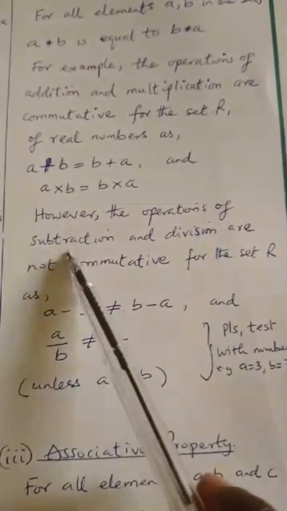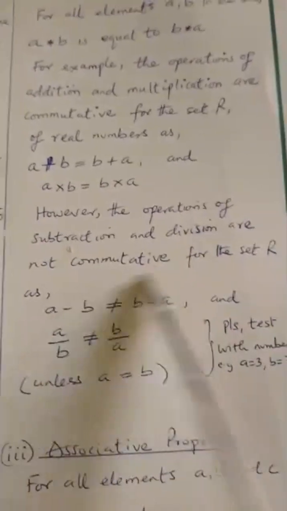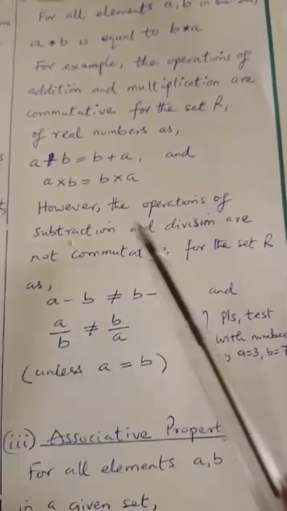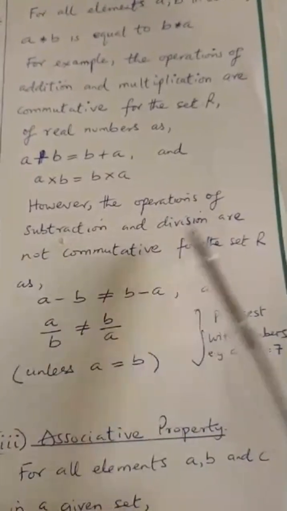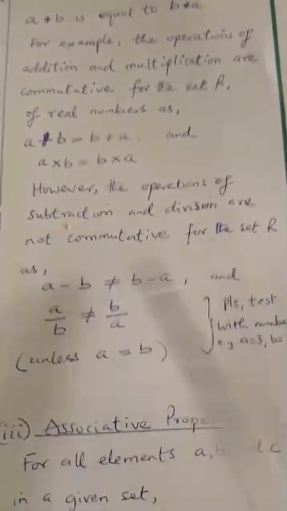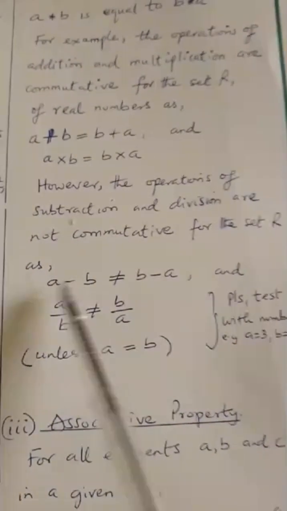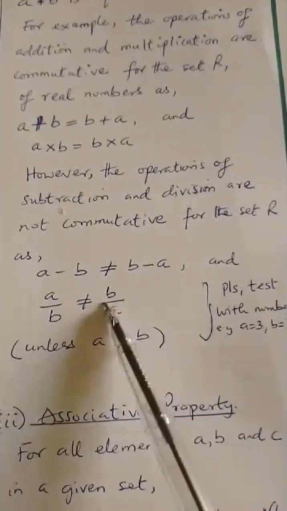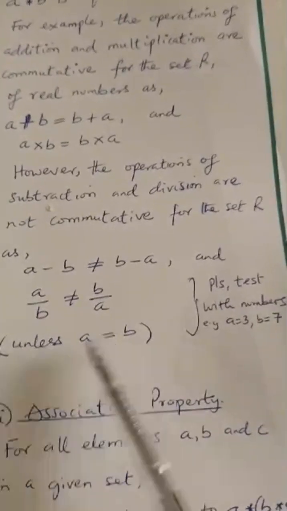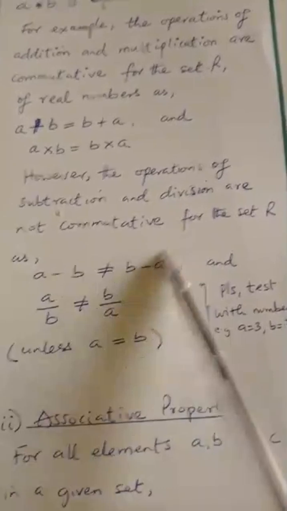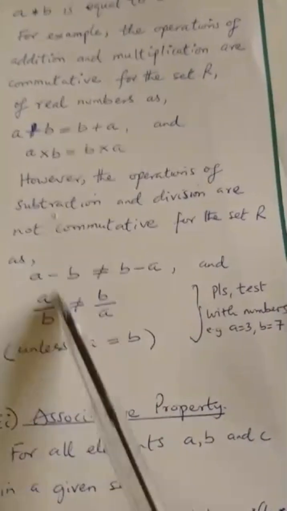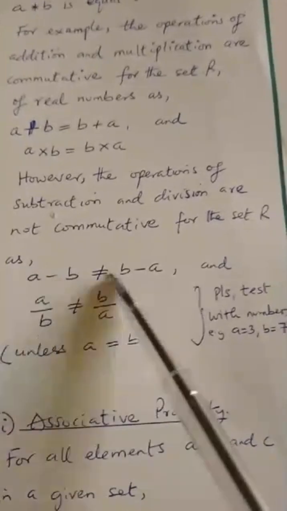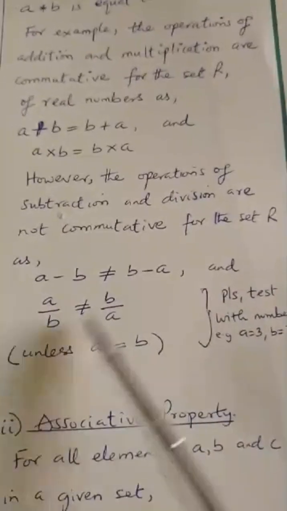However, the operations of subtraction and division are not commutative. These operations are not commutative for the set of real numbers, as A minus B is not equal to B minus A, and A over B is not equal to B over A, unless A equals B. So subtraction and division are not commutative. For example, you can test with 3 and 7. 3 minus 7 is not equal to 7 minus 3, and 3 over 7 is not equal to 7 over 3.